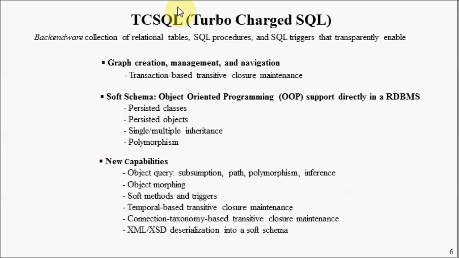This technology called Tcsql is a new kind of technology featuring the following capabilities. First of all, it features the ability to do graph management, in particular, the maintenance of this thing called transitive closure. It features the notion of something called soft schema, which provides the ability to support object-oriented programming directly in a relational database system, complete with notions of classes and objects and single and multiple inheritance and polymorphism, and a collection of other capabilities on top of these two basic capabilities.